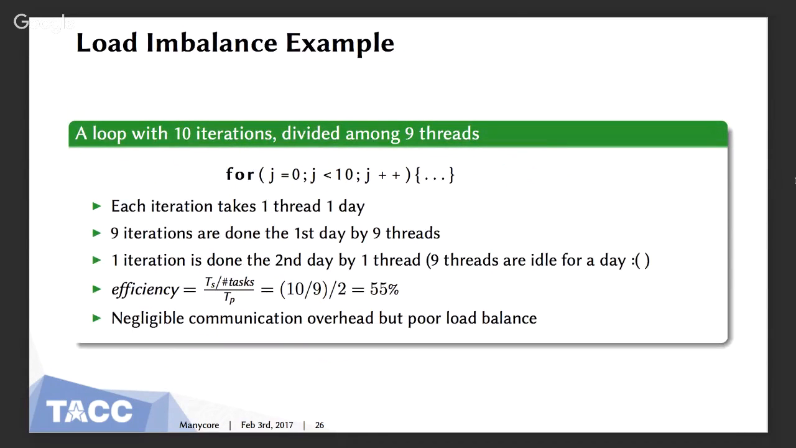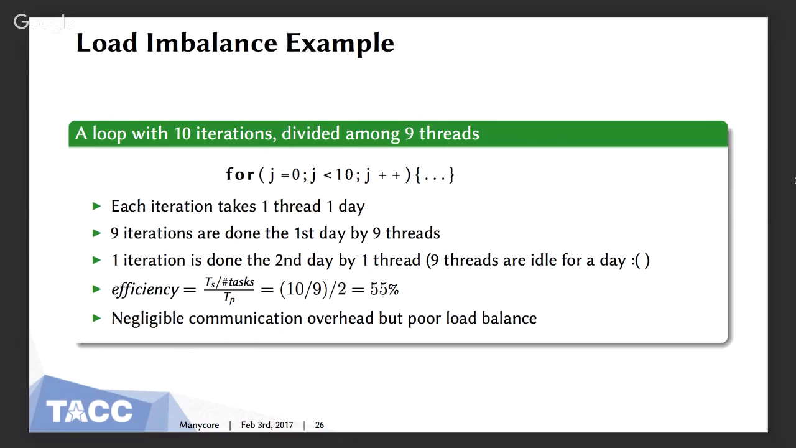So let's look at a very simple load imbalance example just to see how this can work. Let's say we have some loop with 10 iterations. We're dividing it amongst 9 threads. I don't care what work it's doing, but let's just say each iteration takes a single thread a single day. So what you have is 9 iterations done the first day by 9 threads. Then 1 iteration is done the second day by a single thread.